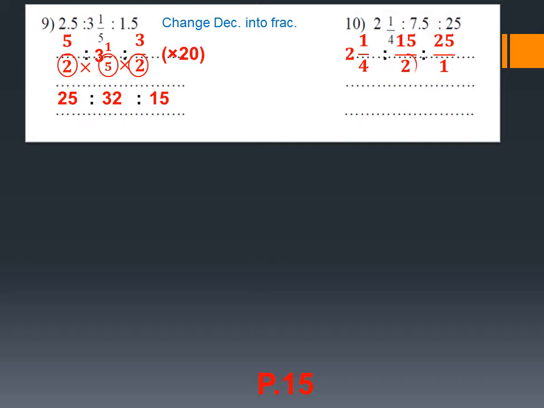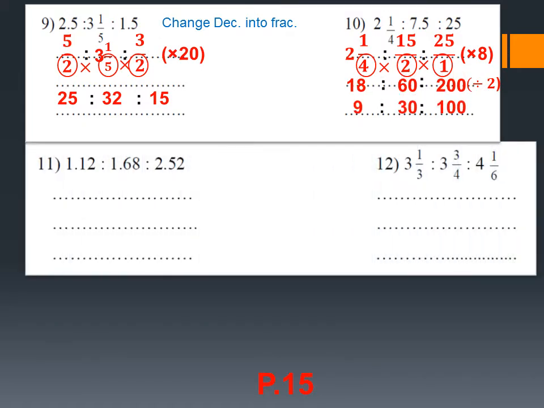And start to circle all denominators and multiply all of them to form that, which equals 8. Multiply each term by 8: 2 and 1 over 4 times 8 equals 18. 15 over 2 times 8 equals 60. 25 over 1 times 8 equals 200. All of them are even numbers. Divide all of them by 2: 9 to 30 to 100, and this is the simplest form.